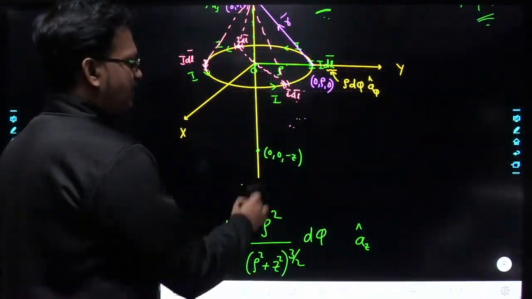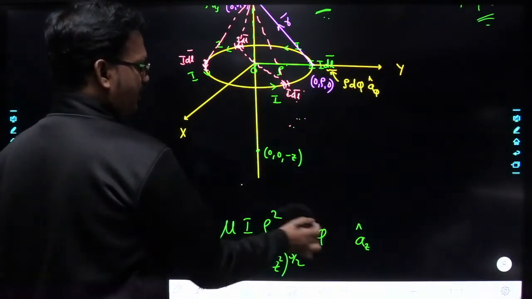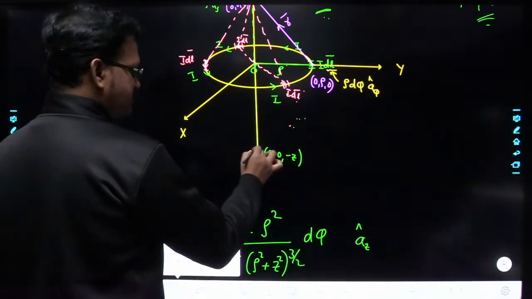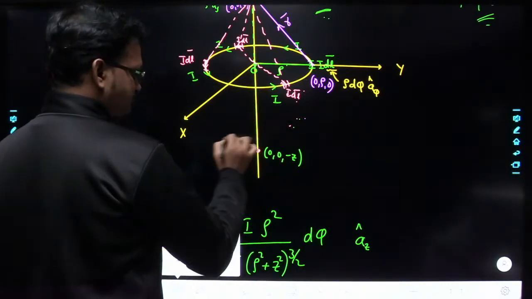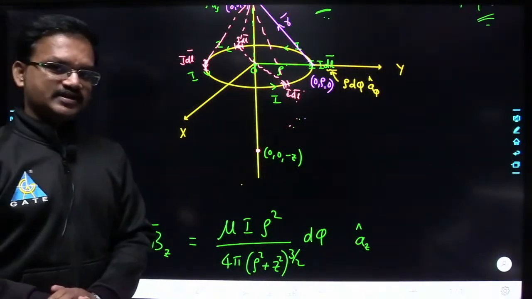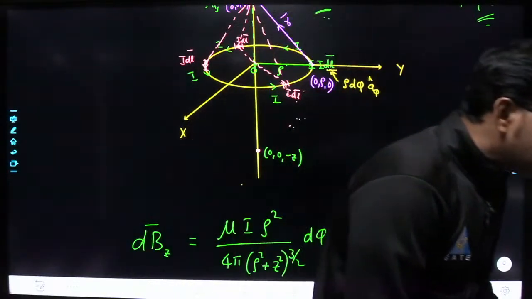Now tell me, what is the expression you are going to get at 0 comma 0 comma minus z here? You are going to get the same expression or a different expression? At 0 comma 0 comma minus z, you are going to get the same expression.